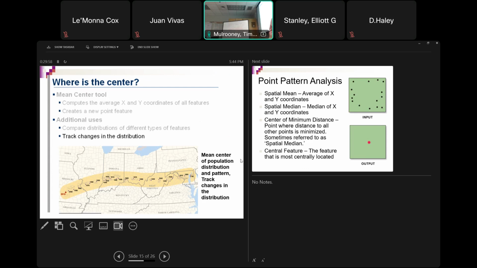Why is it moving to the west and the south? What's that? Where are people moving? To the west and the south. At one point in time, half the people in the United States lived east of this point, north of this point, and now we're kind of in the middle of Missouri right here.